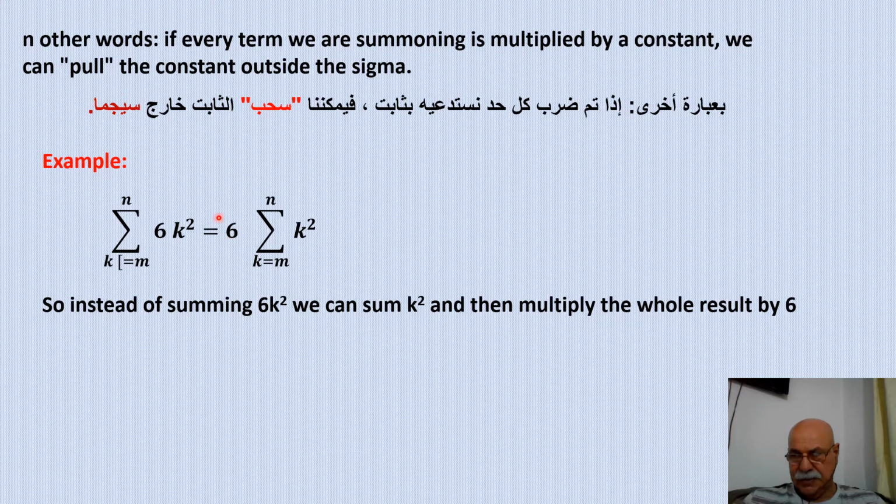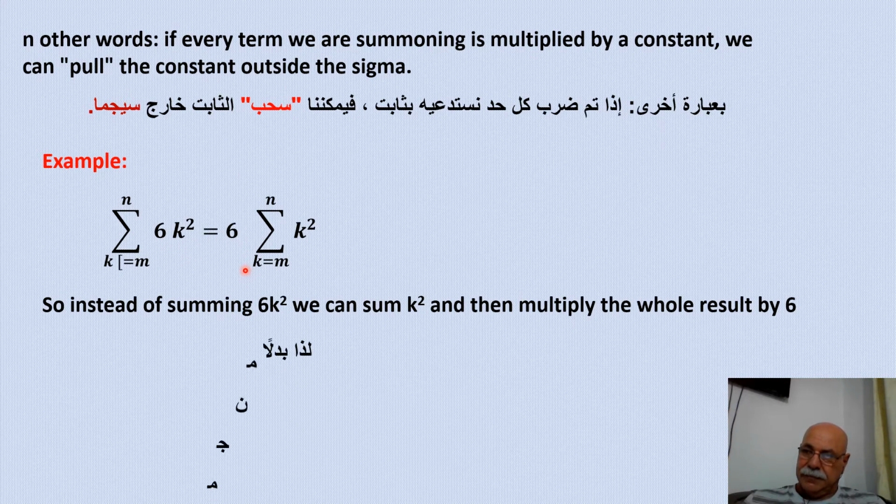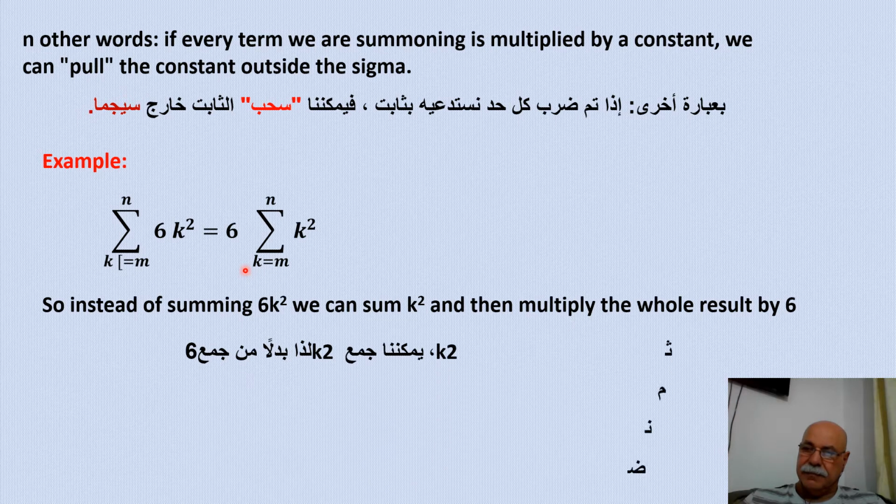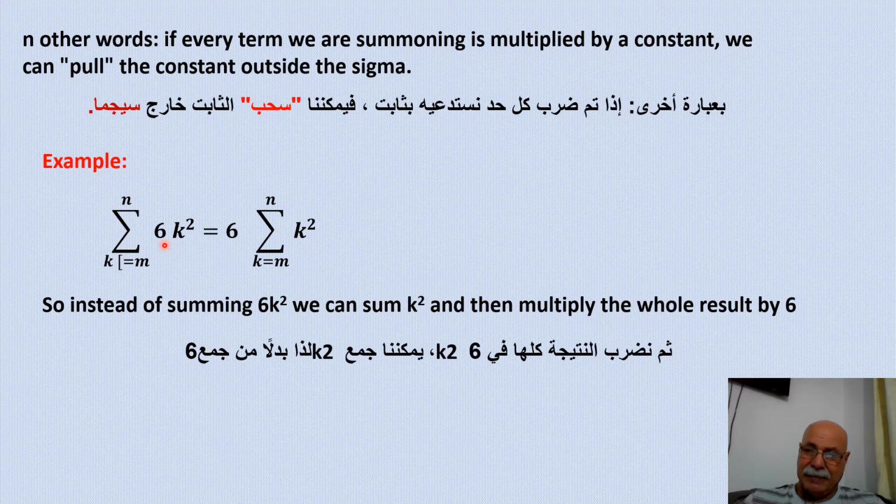The constant is outside the sigma. This equals. Now, in order to find this value, we can add it, but to make it easy we multiply by 6.